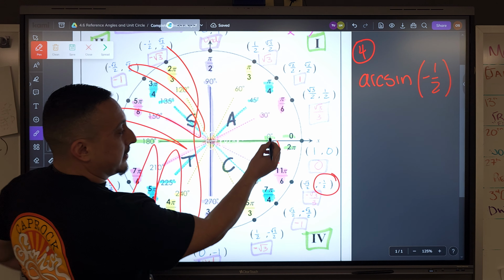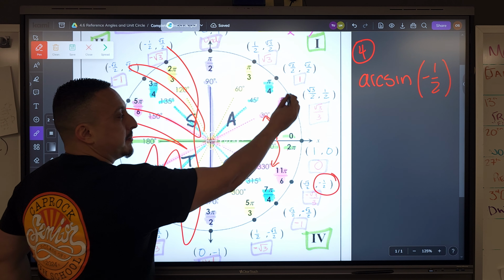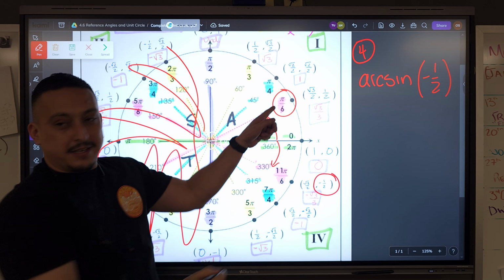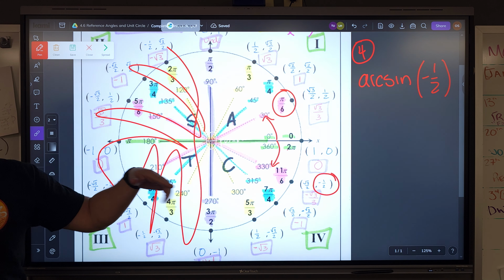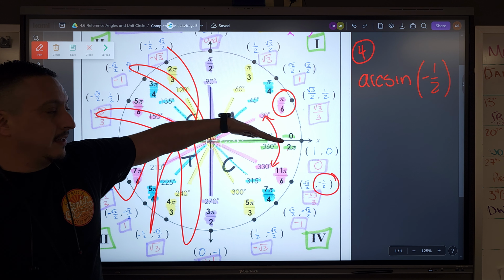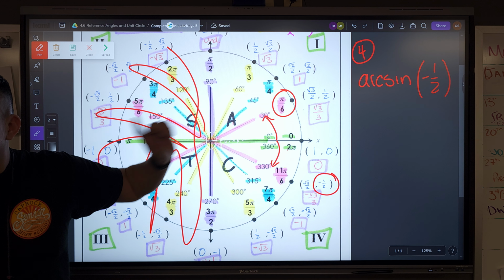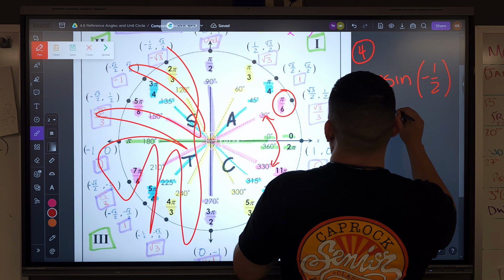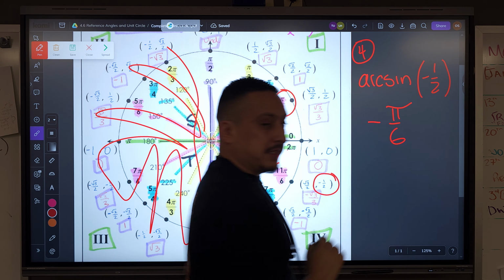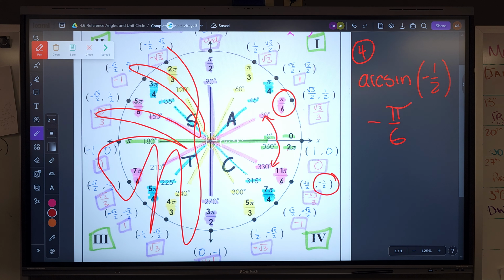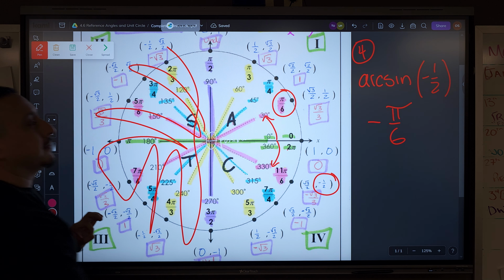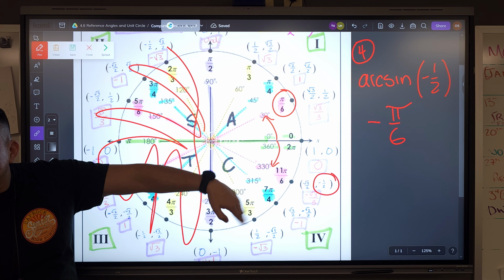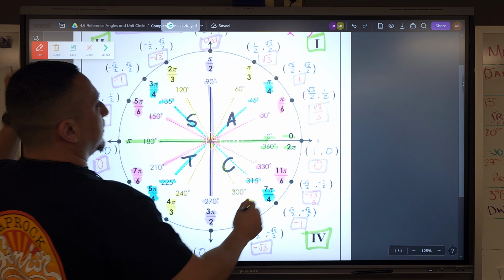If you go backwards, it's negative. Well, think about it like this. If I go from here to here, it's pi over 6, right? If I go backwards, it's negative pi over 6, or negative 30 degrees. You follow? So my answer would be negative pi over 6. So you can get to those values, but you can't get to them by going around. You have to go backwards. That makes sense?